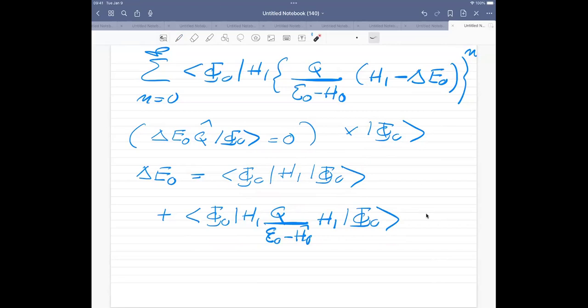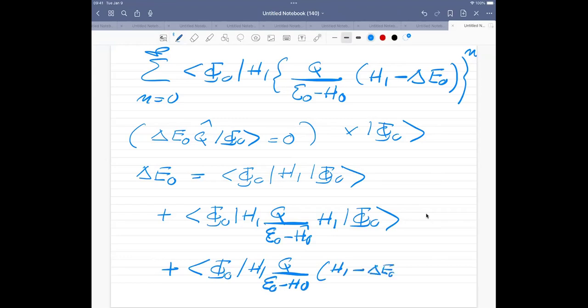Then, if I look at the higher order terms, which are popping up now, I'm going to get a new term where I get phi 0, and I have h of I of Q of epsilon 0 minus h0. But now I have to be a little bit more careful because I will get an h of I minus delta E0. And this is multiplied with a Q of epsilon 0 minus h0 of h of I multiplied with phi 0. Now I cannot escape this term delta E0 because now in this term I have n equal to 2.